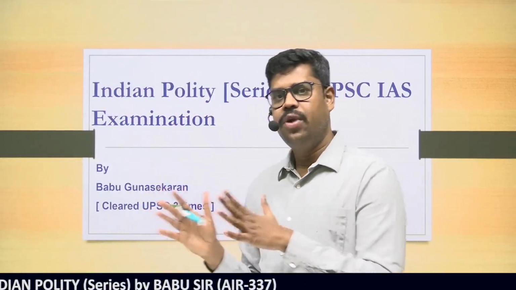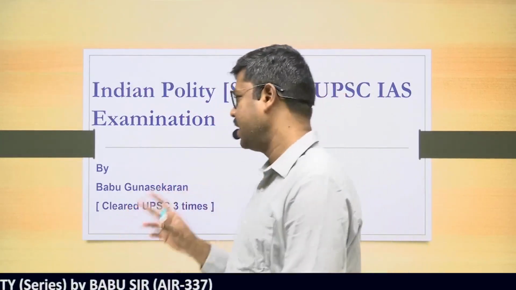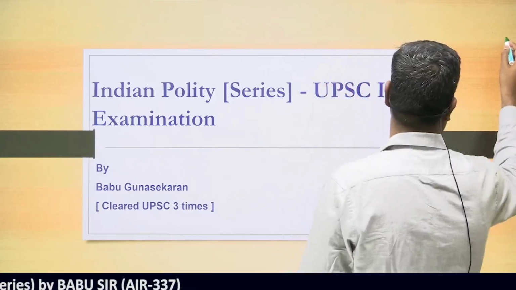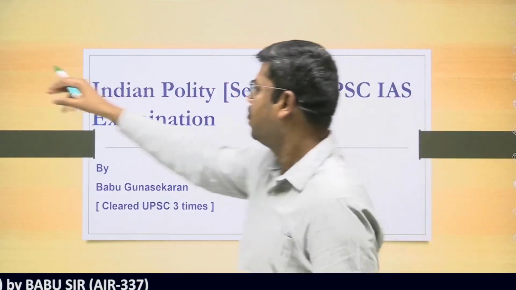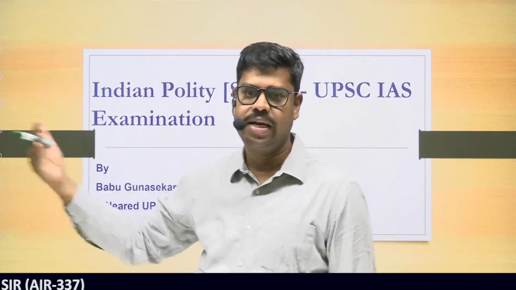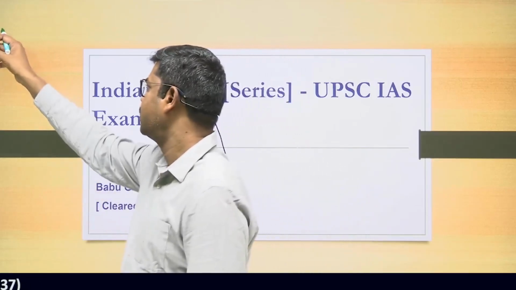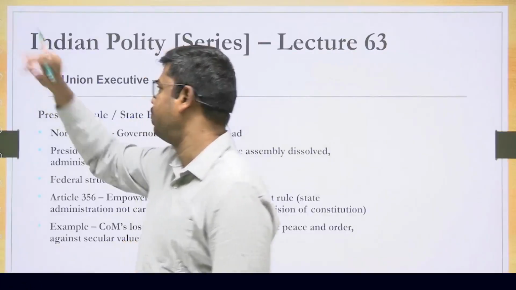So first we'll have to understand the provisions of Article 356. We'll try to understand what exactly Article 356 of the Constitution says, and further we'll try to understand what is the procedure to impose the state emergency or the President's Rule, and of course the case laws and the consequences. Everything will be understood as we proceed further.